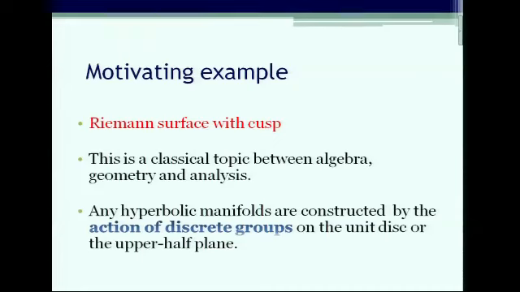Our motivating example is a Riemann surface with a cusp. This is a classical topic, and it's better to explain the basic facts because it lies in between algebra, geometry, and analysis. Now, you know that any hyperbolic manifold is constructed by the action of discrete groups on the unit disk or the upper half plane.